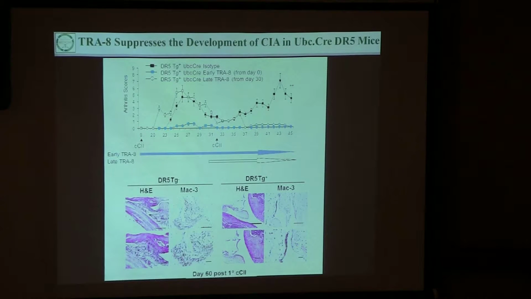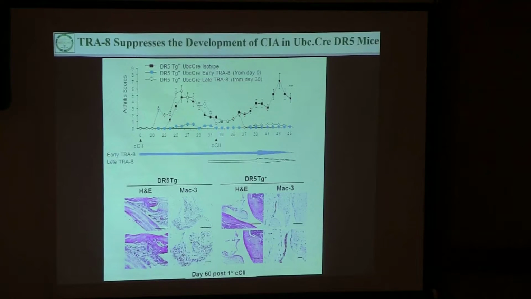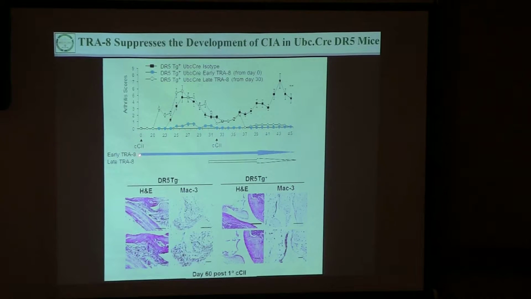We induced CIA in these DR5 transgenic UBC-Cre mice, and as you can see here, the mice developed severe arthritis about day 21. We gave the mice TRAIL at two time points, either early or late. As the clinical scores show here, both treatments, either early TRAIL or late TRAIL, can suppress the development of arthritis, especially the early TRAIL treatment, which almost completely precluded the development of arthritis.